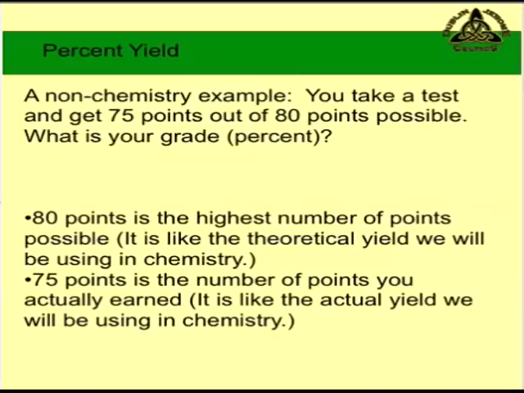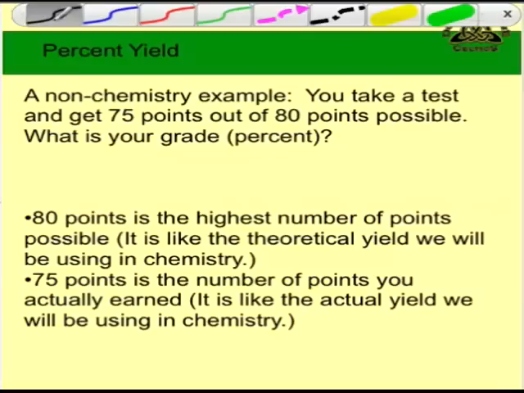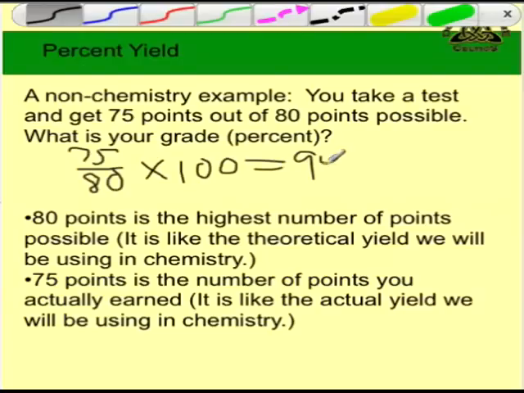Let's take a look at an example. If you take a test and get 75 points out of 80, you could easily figure out your grade. I think all of you would be able to take 75, divide it by 80, multiply by 100, and that would give you 94%. In fact, you could say there was a 94% yield on your test.